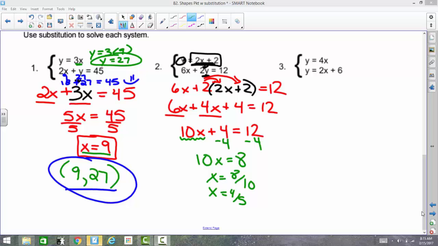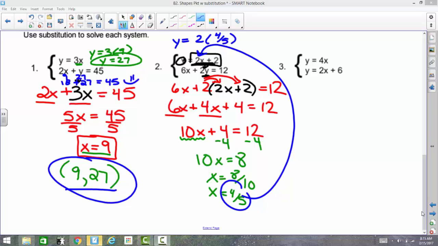So when you plug that back in, you're going to get a funky number. So you're going to plug 4/5 in for x. So y equals 2 times 4/5 plus 2. So 2 times 4 is 8/5. So y equals 8/5 plus 2. And 8/5 is 1 and 3/5. So 1 and 3/5 plus 2 is 3 and 3/5. So the ordered pair solution is 4/5 for x and then 3 and 3/5 for y.